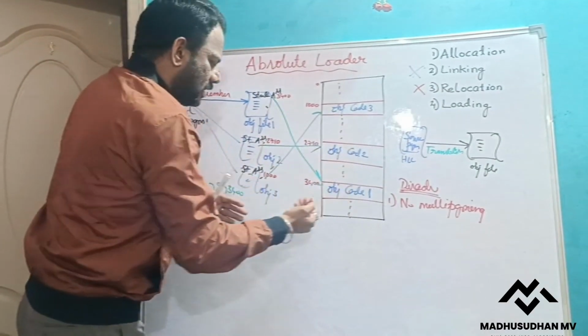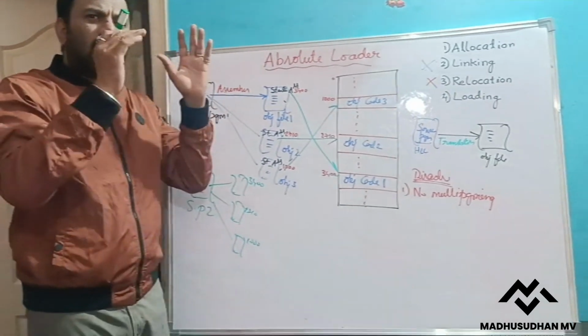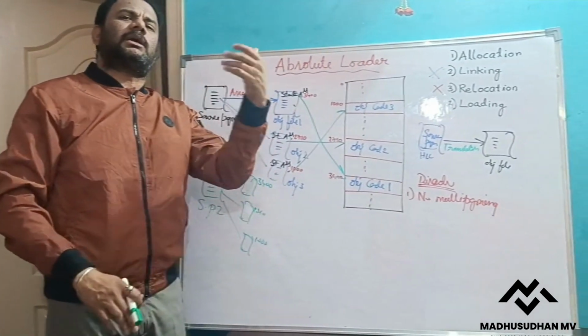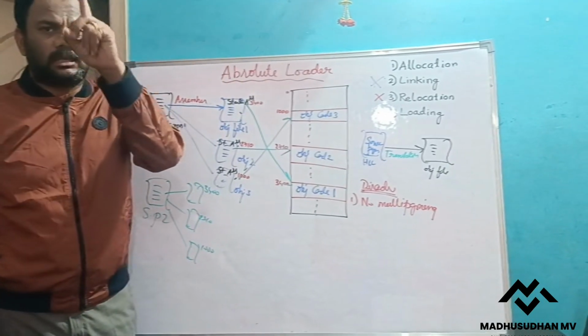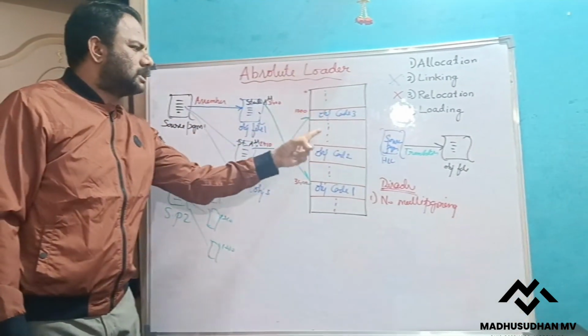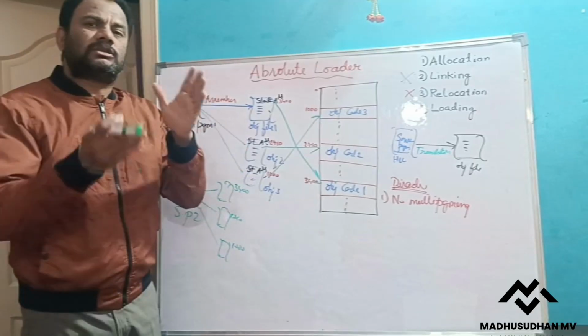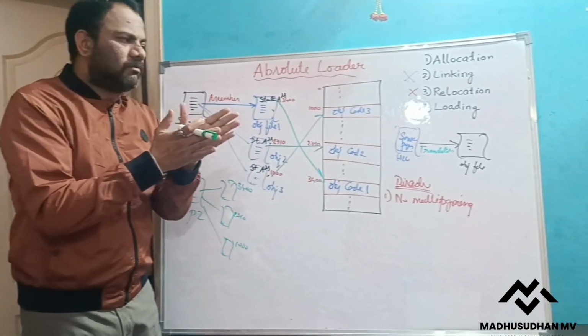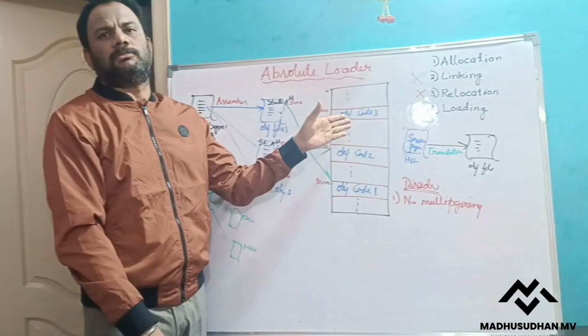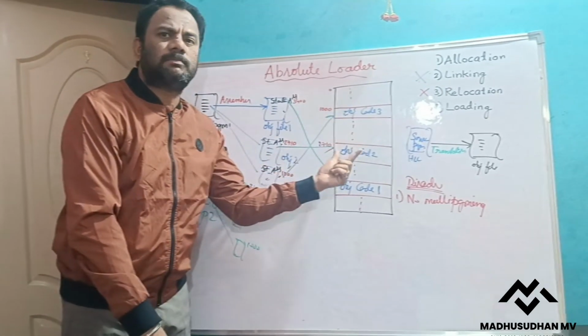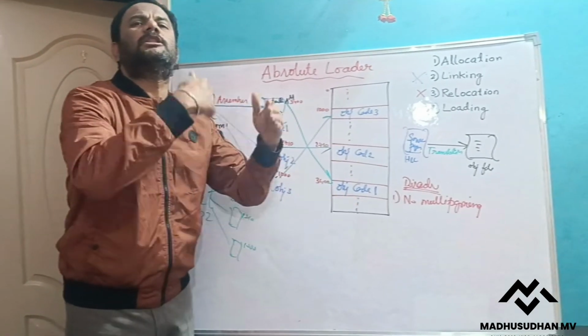That means this will be replaced by this object code. Whatever the programs, any number of programs will go to the absolutely same address. In the same address it will overwrite. That means now the second program's object code will be replaced. The previous program's object code will be replaced by the new one.